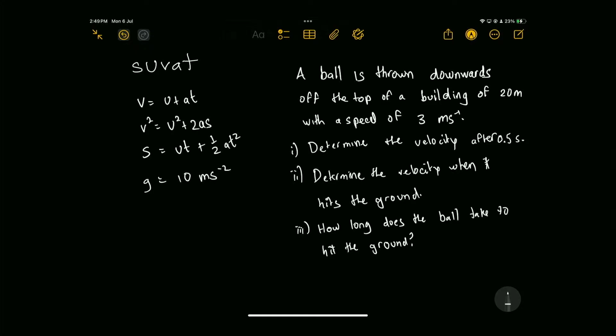You could type it in the chat or unmute and say when you're finished.